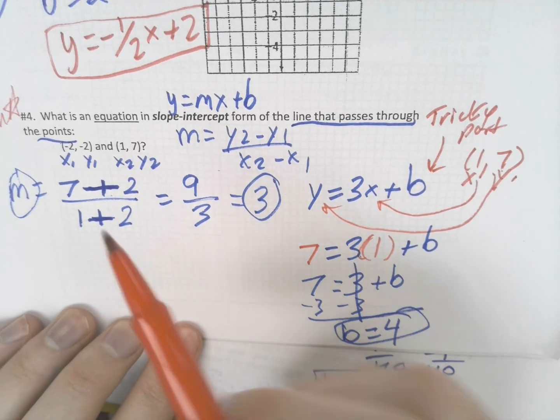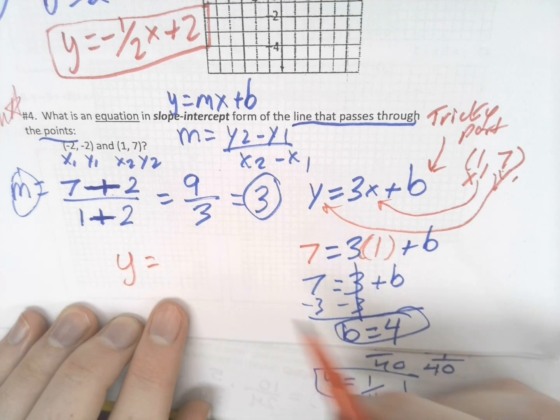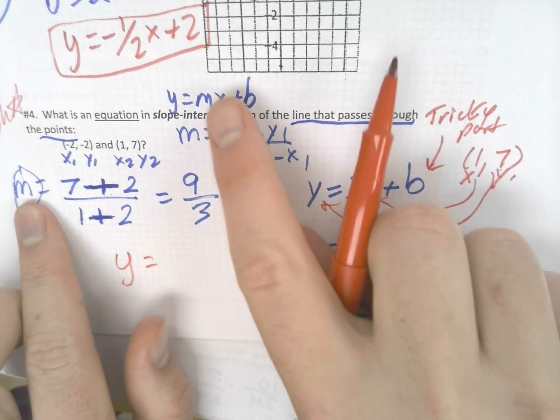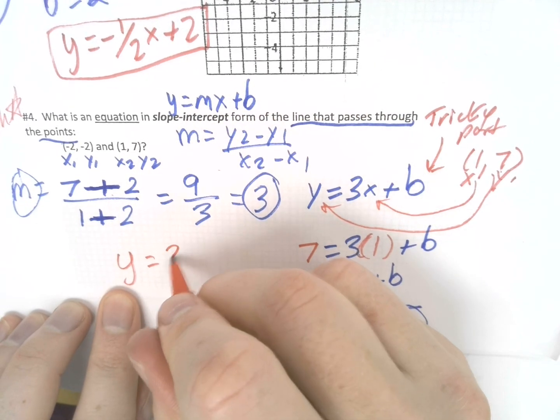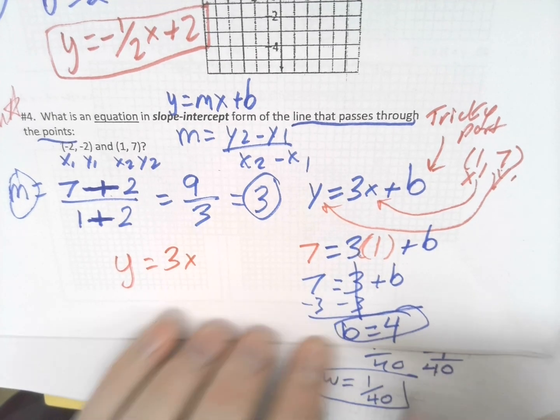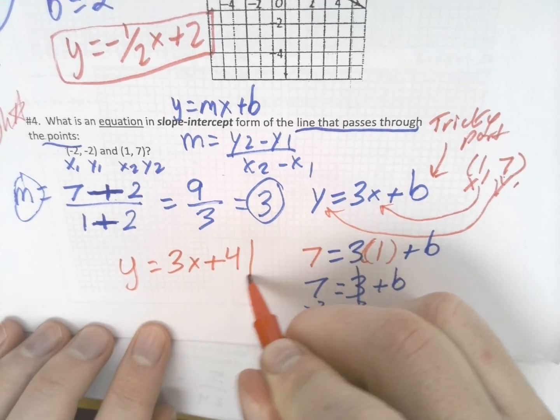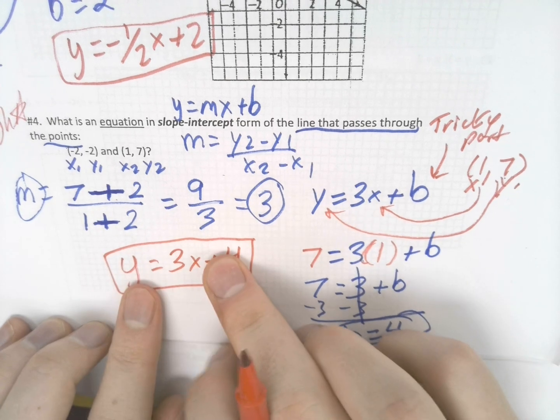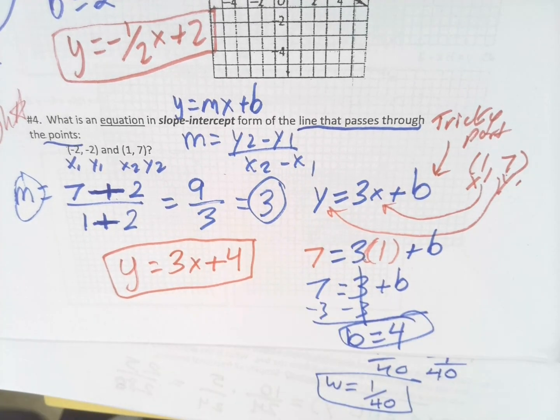So what's our final equation? y equals mx plus b, so y equals 3x plus 4. Nice work, guys. Let's go.